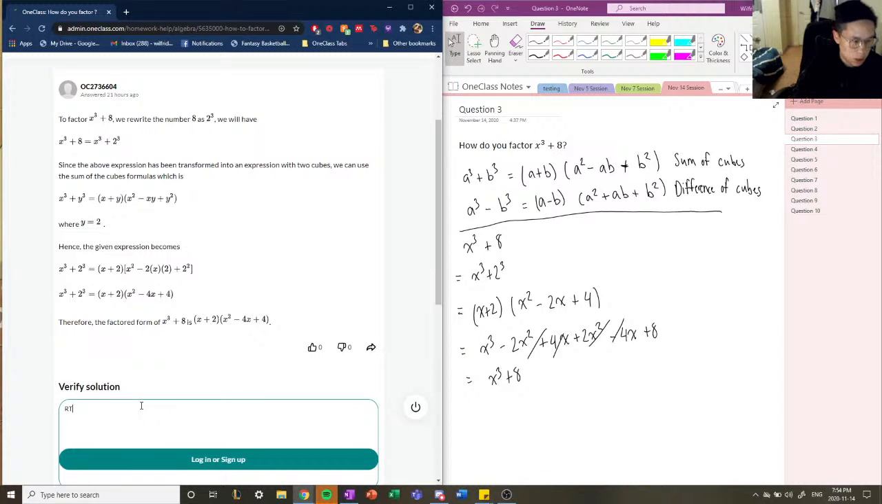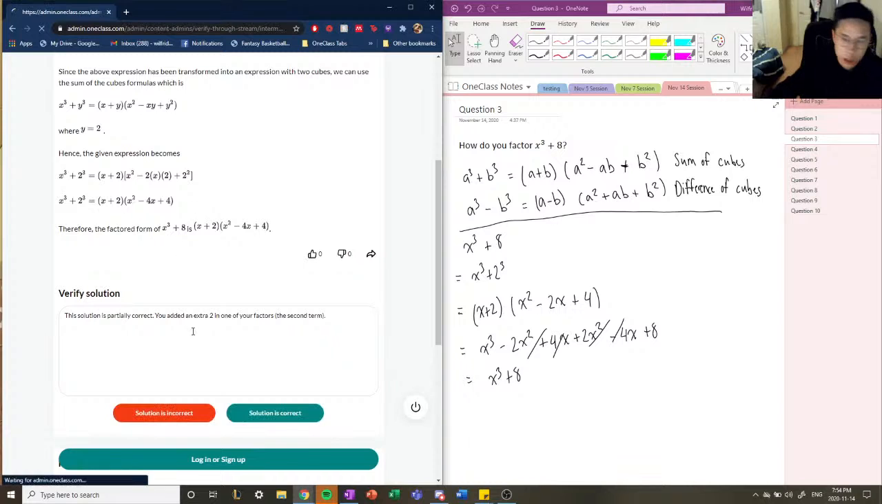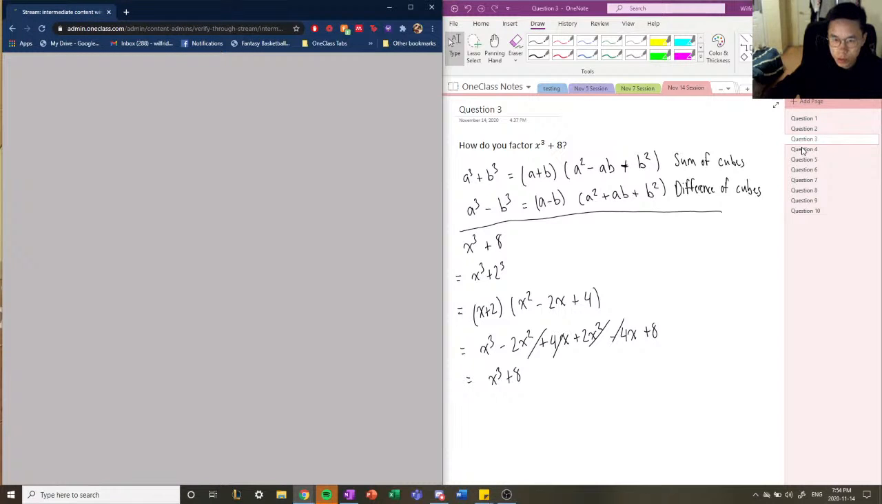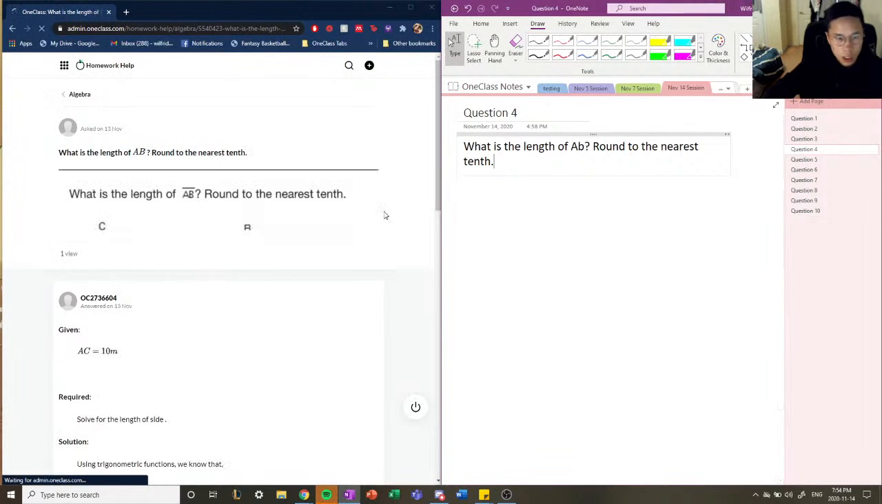They added an extra 2, which they shouldn't have, because now if you expand this, you have an extra term. So this solution is partially correct. You added an extra 2 in one of your factors to the second term. All right, so the solution is incorrect. Okay, cool. Let's move on. Question number 4.